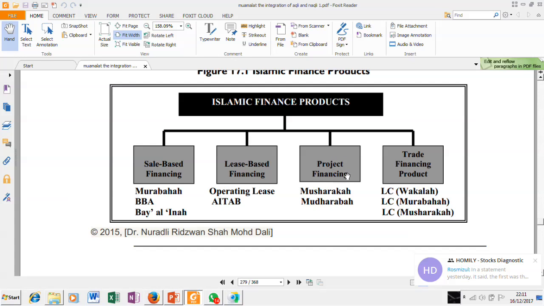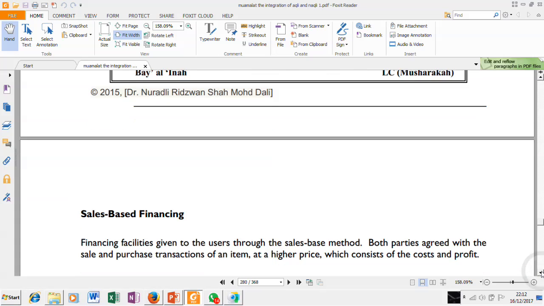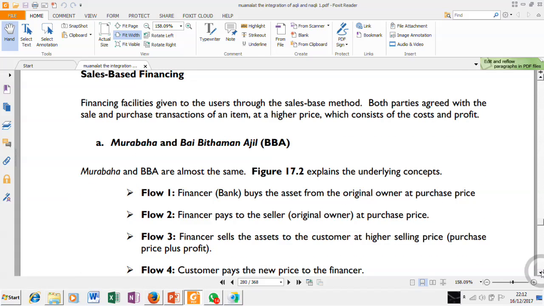For project financing, we will look at the contract of musyarakah, which is partnership, and the contract of mudarabah, which is also a partnership, but between the capital provider and the entrepreneur. And then we also have trade financing. Here we have the letter of credit: the wakalah letter of credit, murabahah letter of credit, and musyarakah letter of credit.